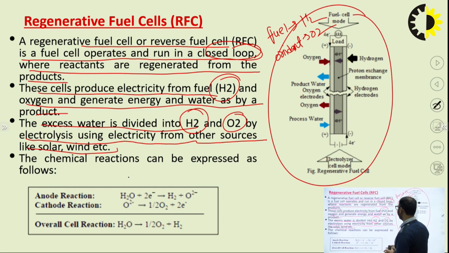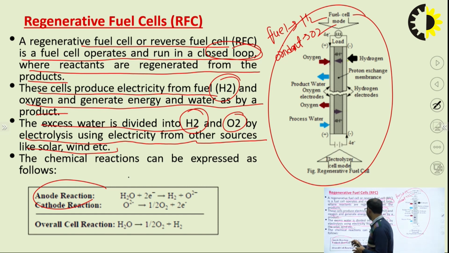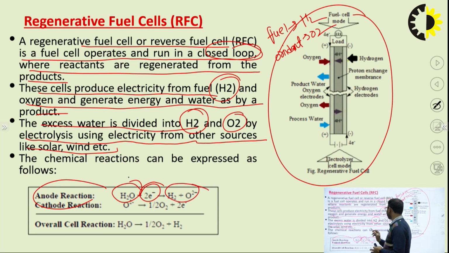So, if you are talking about its chemical reaction, here at the anode side H2O, meaning water, combined with 2 electrons gives hydrogen plus oxygen molecules.